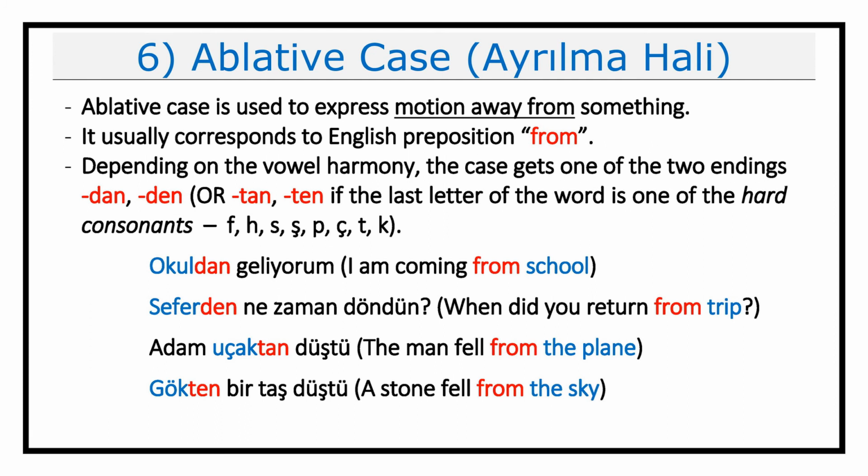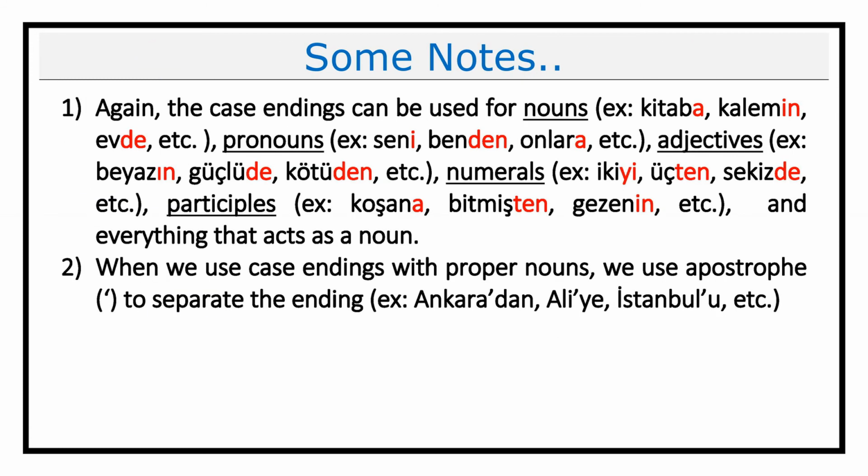Now, we covered all 6 cases, but I have 2 small notes. Again, just to repeat, the case endings can be used for nouns, pronouns, adjectives, numerals, participles, and everything that acts as a noun. Second, when we use case endings with proper nouns, we use an apostrophe to separate the ending from the word. So that's it for noun cases in Turkish language.